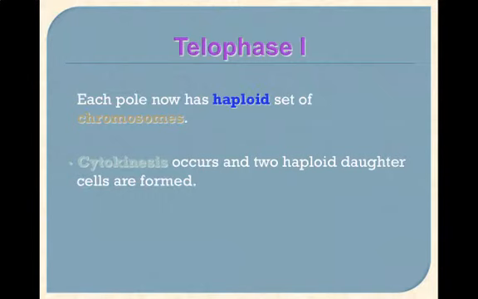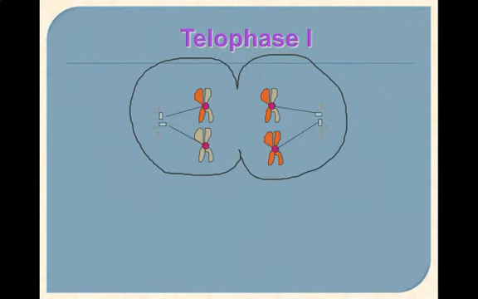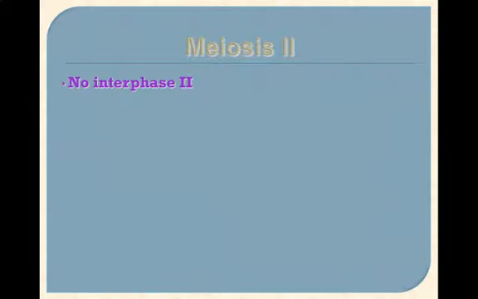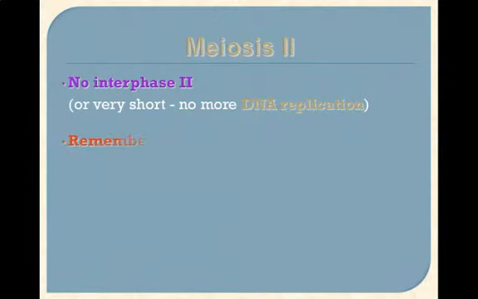Cytokinesis will occur and 2 haploid daughter cells are formed. So during telophase 1, this is what's going on, and we end up with 2 cells. Then meiosis 2 happens. We don't have an interphase 2. It's not going to duplicate any more DNA. If we do have a pause, it would be very, very short, but no more DNA replication.